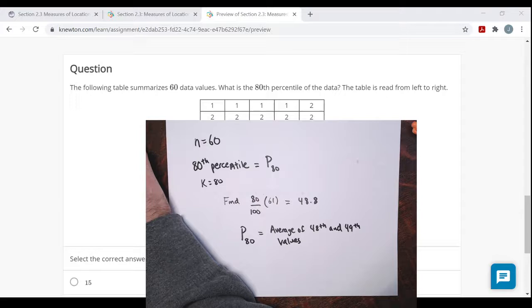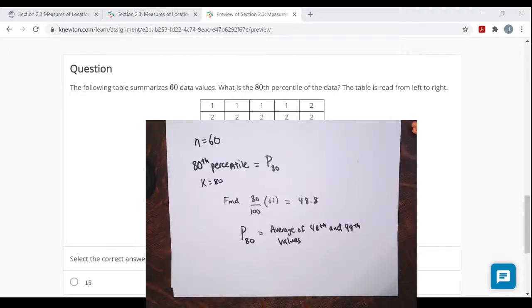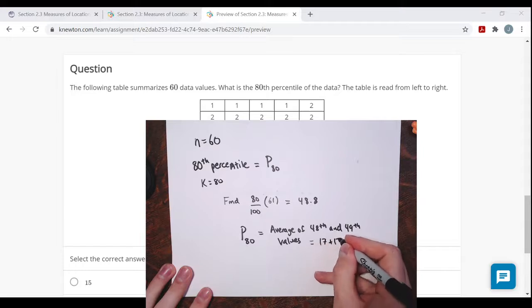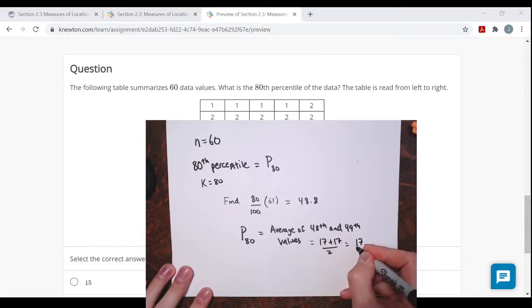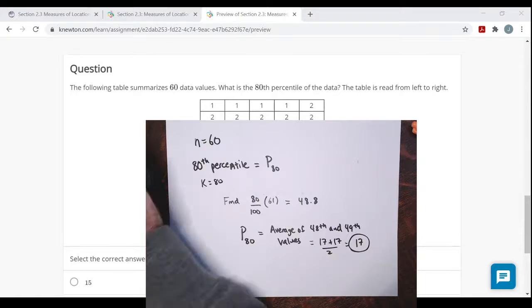All right, so what are the 48th and 49th values when they're in order? So we have 5, 10, 15, 20, 25, 30, 35, 40, 45, 46, 47. The 48th and 49th values are both 17. So this is 17 plus 17 divided by 2. That's just 17, they're both 17. So the 80th percentile is the number 17 in this data set.